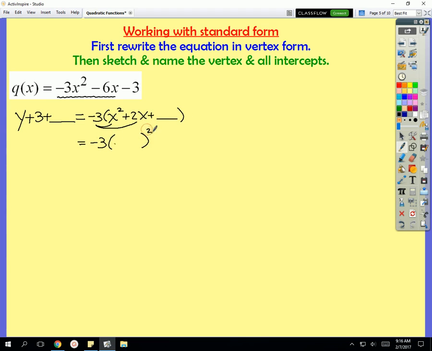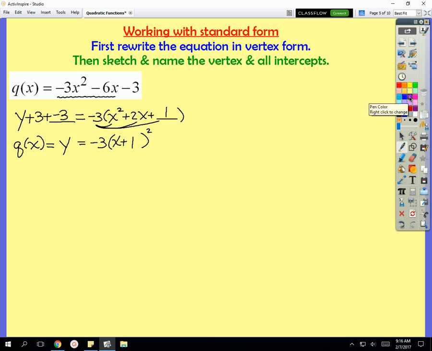I've got to create a perfect square binomial. It's going to be x plus, since it's plus 2x, it's plus here. Half of this 2 is 1. 1 squared is 1. And remember, when you continue your distribution, negative 3 times 1 is negative 3. Oh, I like that. The left side really reduces down. I could name this q of x or y, by the way. So I'm ready to sketch.